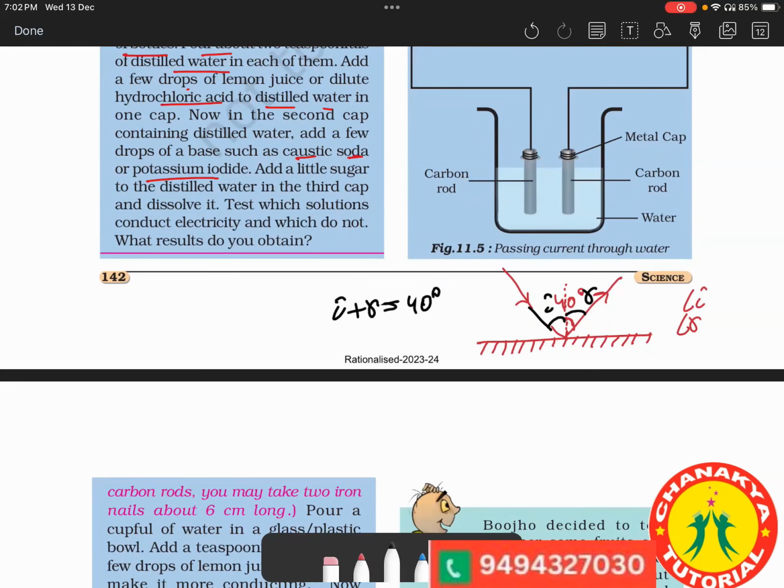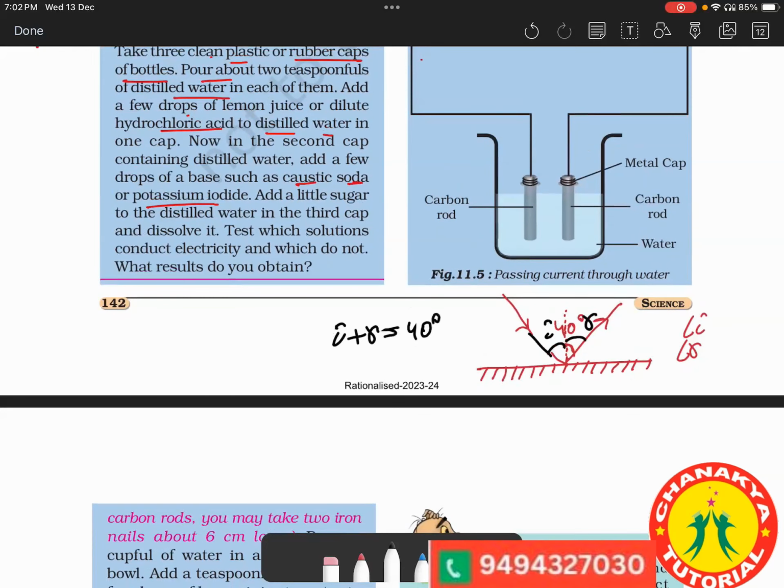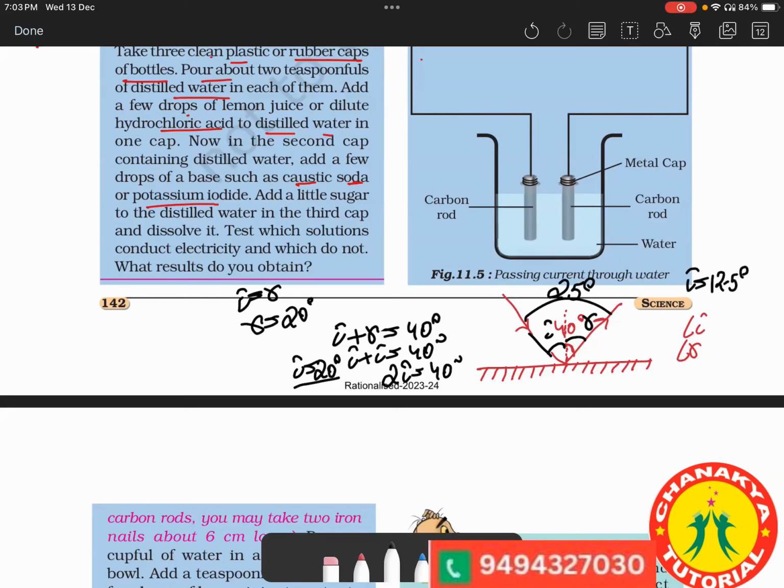Is this correct what I am writing? And according to the first law of reflection, we know I equal to R, so we can write I plus I equal to 40 degree. So 2I equal to 40 degree and I will be 20 degree. So if I is 20, then R will also be 20. If your other question is 25 degree, if this angle is 25 degree, in that case I will become 12.5 degree and R will become 12.5 degree. The half of this angle.